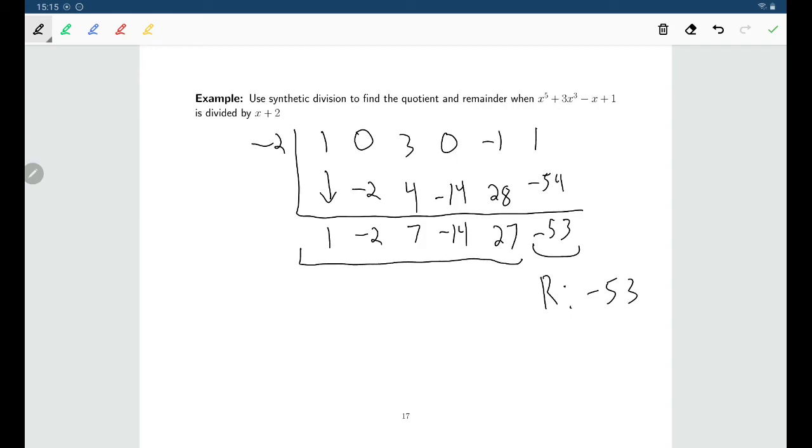So for what's remaining, these are all coefficients of our quotient. And these are always in the order from the constant term to the x term to the x squared, x cubed, and so on, in increasing order. So we have constant, x, x squared, x cubed, x to the 4. So what we'll get as our quotient is a polynomial where x to the 4 is the highest power of x. x to the 4 minus 2x cubed plus 7x squared minus 14x plus 27.